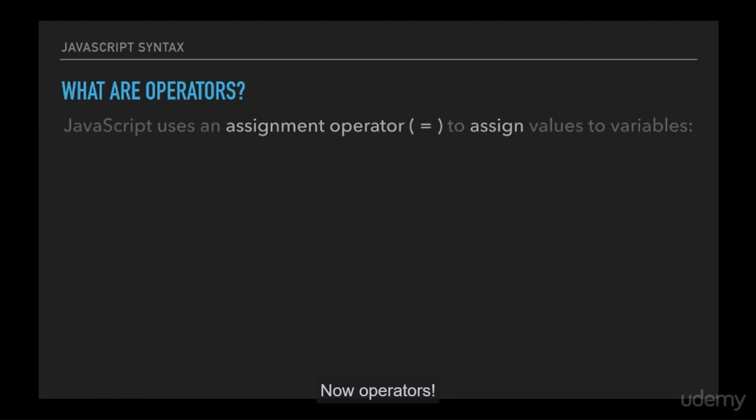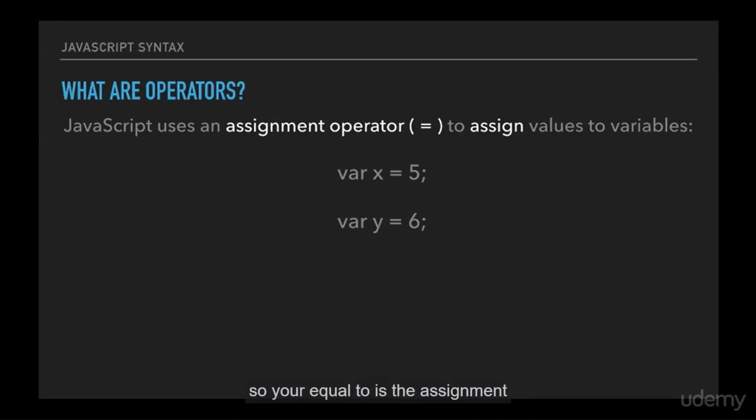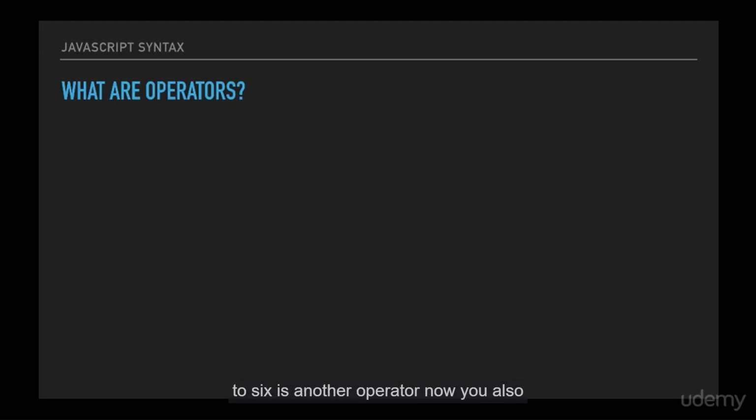Now, operators. JavaScript uses an assignment operator to assign values to variables. We just recently saw that var x = 5. So here equal to is the assignment operator. Similarly, var y = 6 uses the same operator.